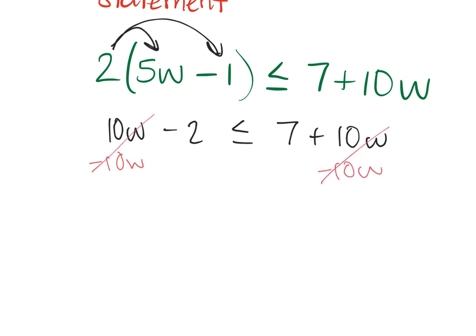Boom, boom. So what we're left with is -2 is less than or equal to 7. Now, look at that statement very carefully. Is that a true statement or a false statement? Victor? True, very good. Why? Because 7 is bigger than -2. Very good. 7 is indeed bigger than -2. Okay? So this is a true statement, and we have infinitely many solutions.